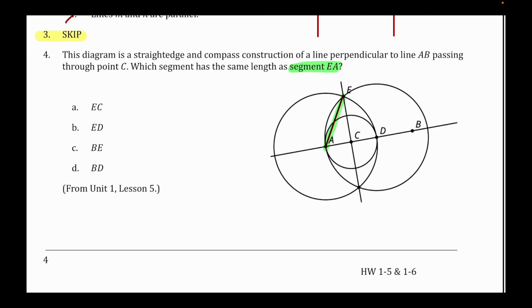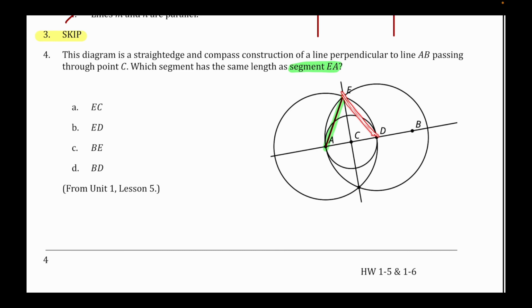Well, that would be any radius of circle A or any radius of circle D, because circles A and D pass through each other's centers. So let's look at what we have as our options. The first option they give us is EC. EC is here. It's not a radius of either of those circles, so it's not going to be congruent. ED actually is going to be a radius of circle D, so this one is the correct choice.